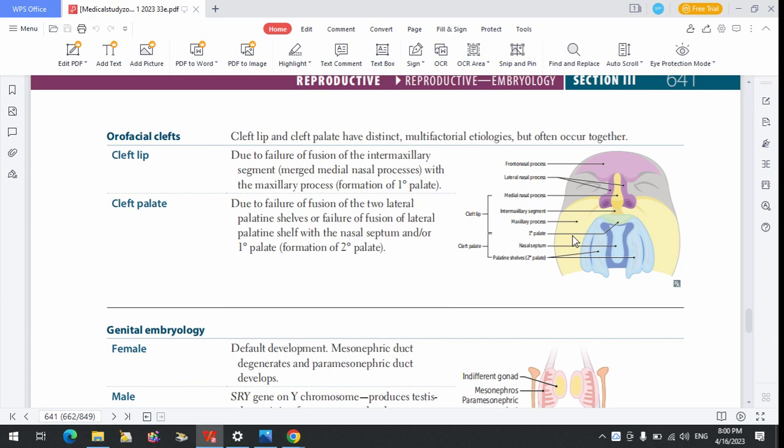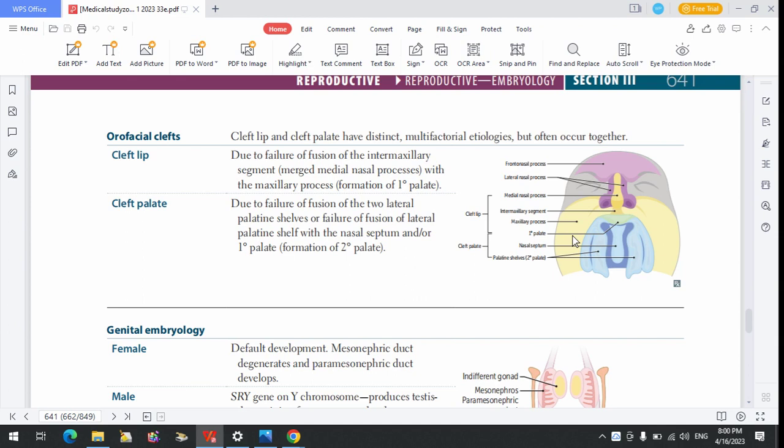So you are supposed to have your medial nasal processes joining together to form the intermaxillary segment. And then the intermaxillary segment is supposed to fuse with the maxillary processes to form the primary palate. Good. So any problem with that primary one will form cleft lip.